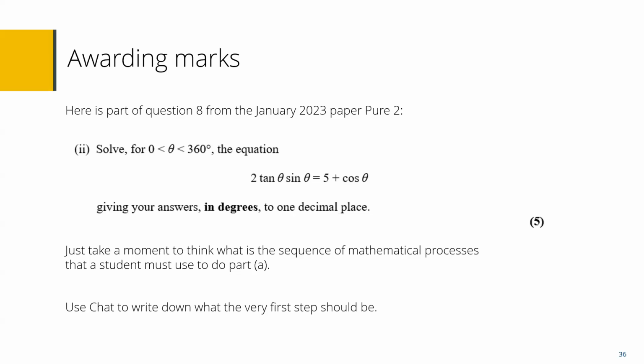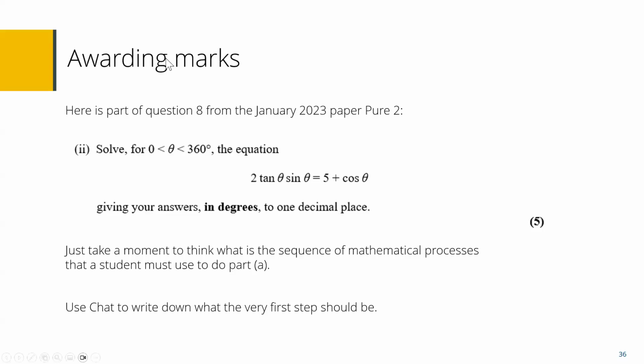So if we look at this question here, 2 tan theta sine theta equals 5 plus cos theta, and it says give your answers in degrees to 1 decimal place. If we take a moment to think about the sequence of mathematical processes that a student must use in part A, I want to ask you to write this one down, because we'll do another task in a few minutes where you'll have the opportunity to try that yourselves.